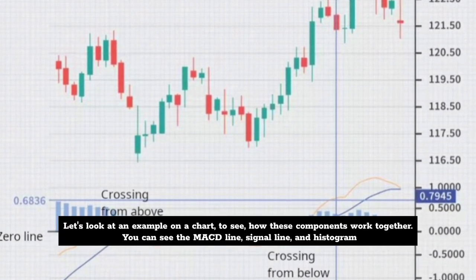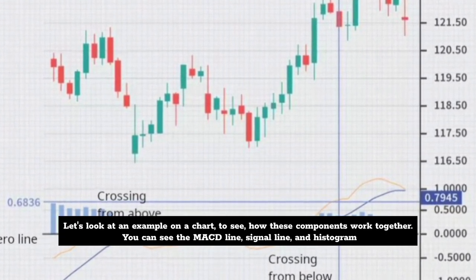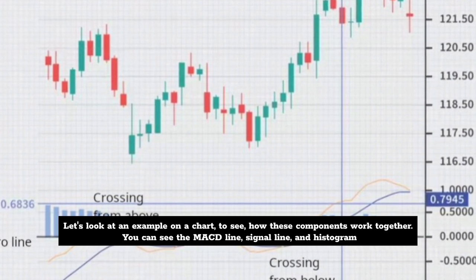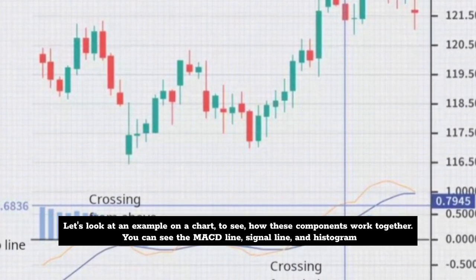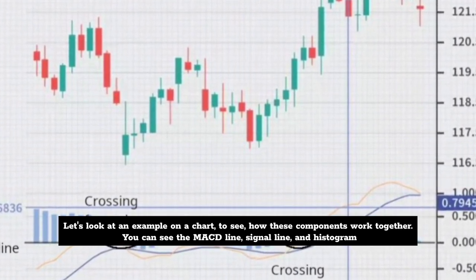Let's look at an example on a chart to see how these components work together. You can see the MACD line, signal line, and histogram.